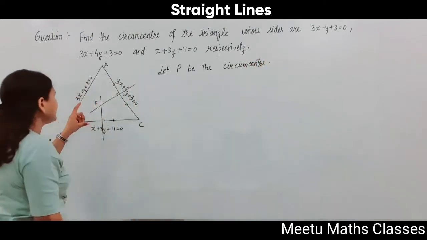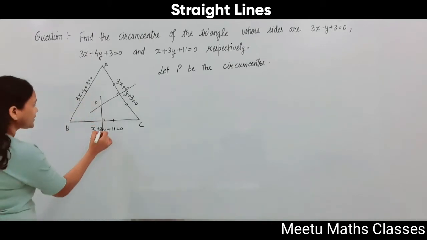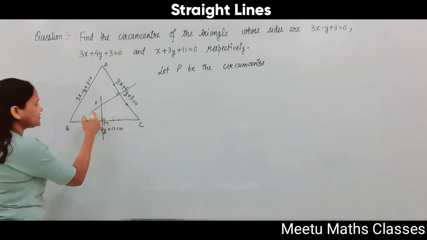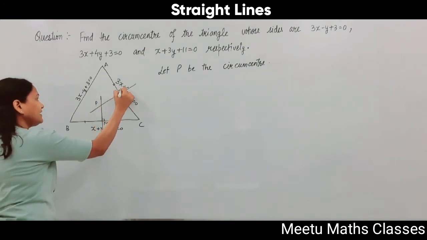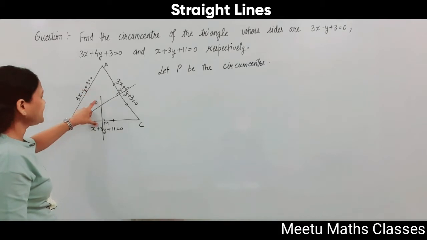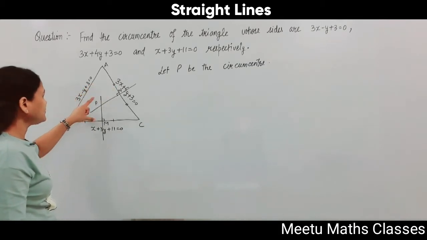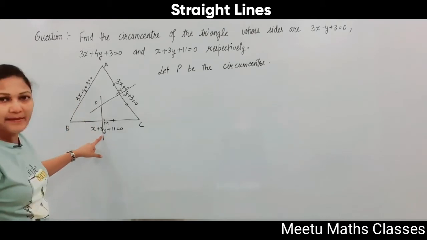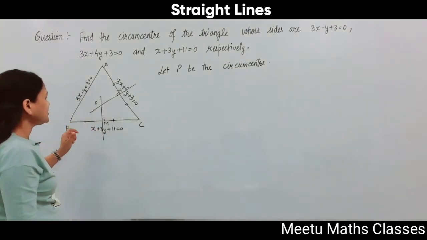Now to find out the circumcenter, we must know the equations. P क्या है? The point of intersection of PM and PN. इन दोनों लाइंस का पॉइंट ऑफ इंटरसेक्शन है. अब PM और PN की इक्वेशन निकालने के लिए फर्स्ट ऑफ ऑल टू कंसीडर PM. PM की इक्वेशन निकालने के लिए आपको क्या चाहिए?